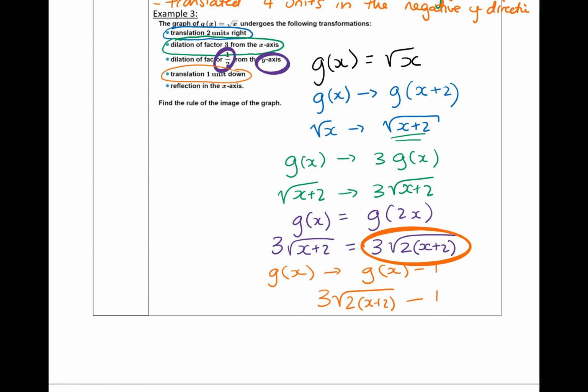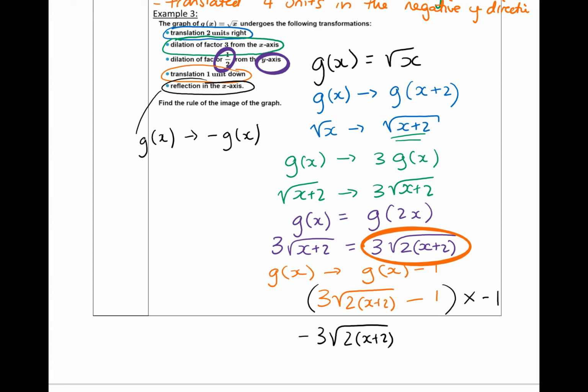Now a reflection in the x-axis means that g of x becomes minus g of x. We've got to multiply the whole thing by negative. So imagine I had brackets around that and I said multiply the whole thing by -1. Sure, we'd have -3 root 2 x plus 2, but we'd also have a positive 1. So applying these transformations, you can see, can get quite tricky. I strongly suggest that you do each of them one step at a time to avoid making any mistakes.